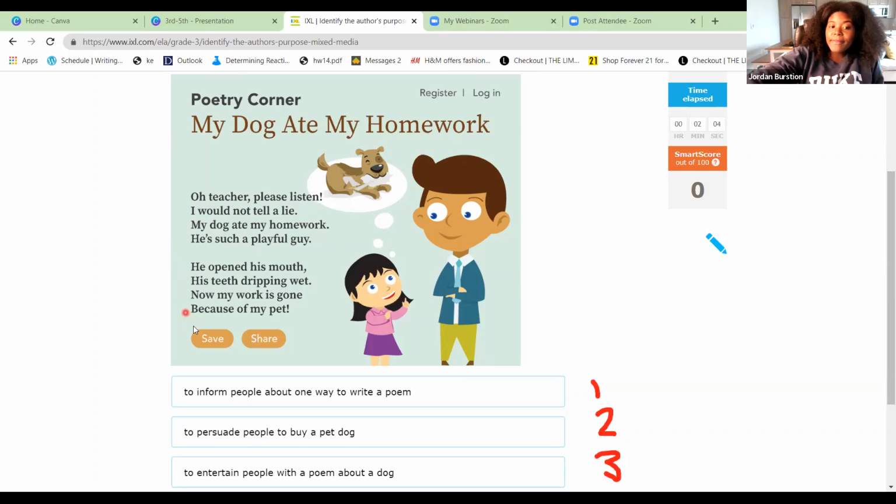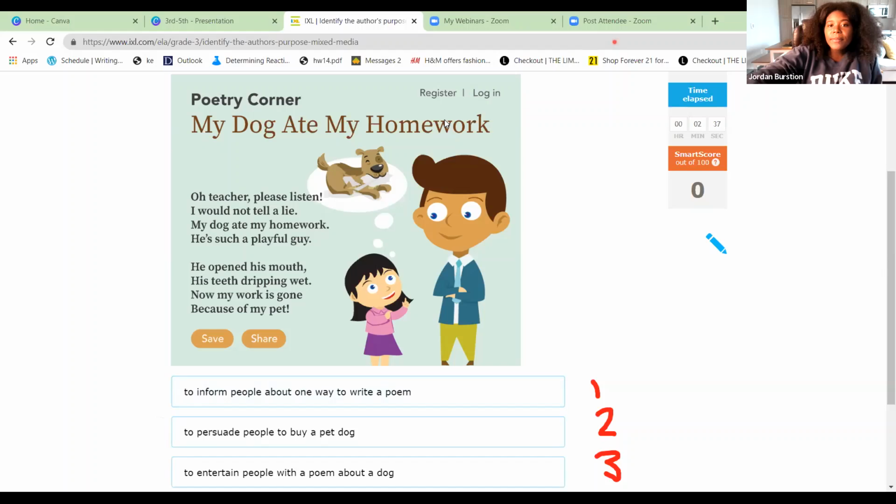And then if you're on the website, you can save the poem to look at it later, or you can share the poem. Okay. So the first option says the author made this website to inform people about one way to write a poem. All right. The second option says the author made the website to persuade people to buy a pet dog. The third one says to entertain people with a poem about a dog.